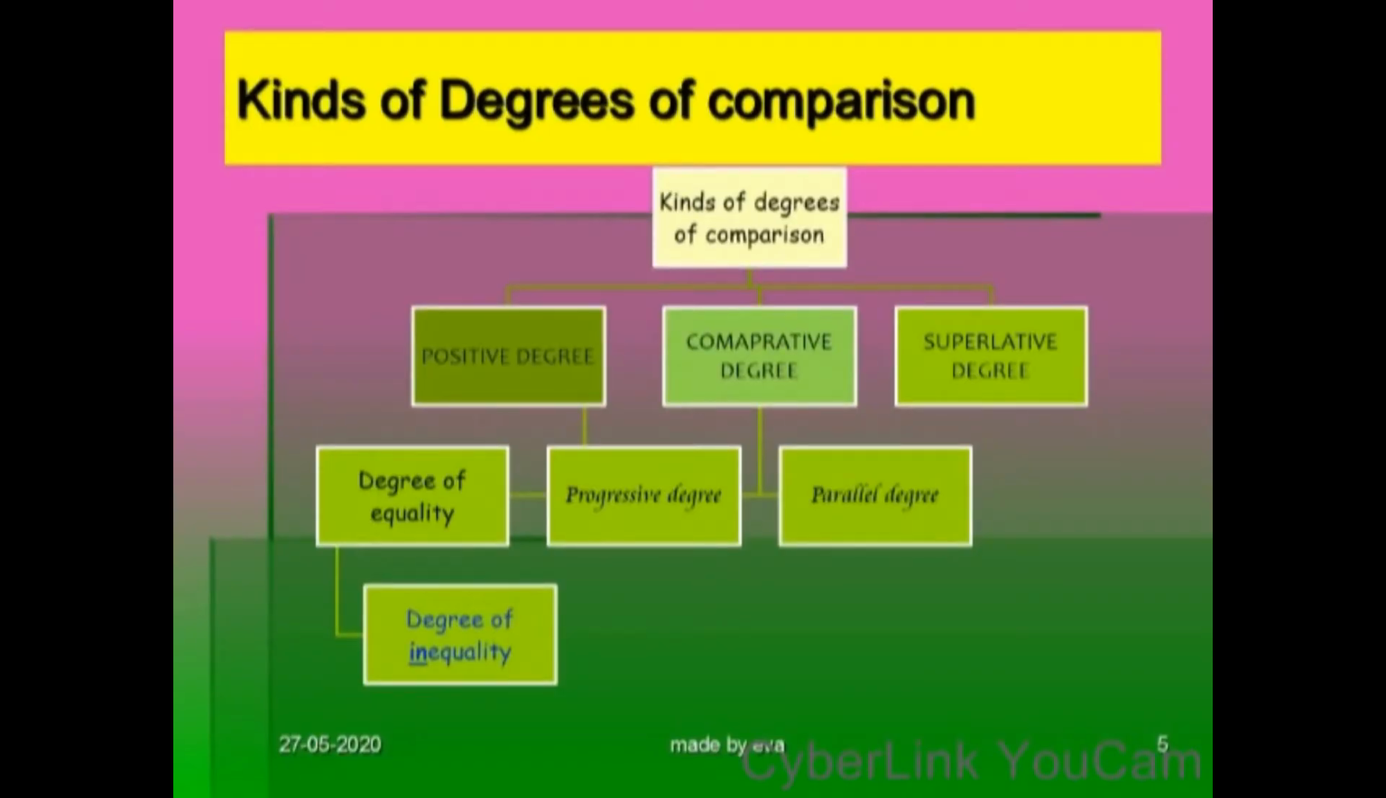Now follow the kinds of degrees of comparison. There are mainly three kinds of degrees of comparison: positive degree, comparative degree, and superlative degree. Here you find there are more degrees.